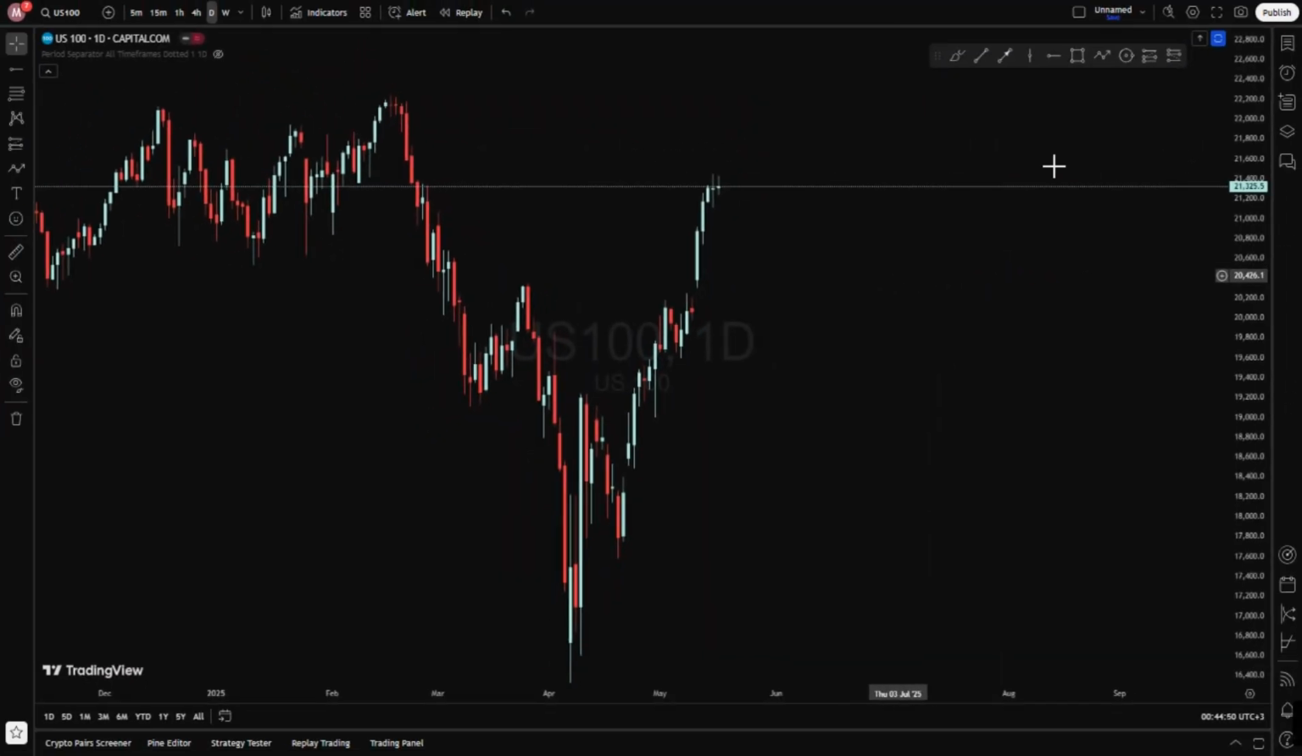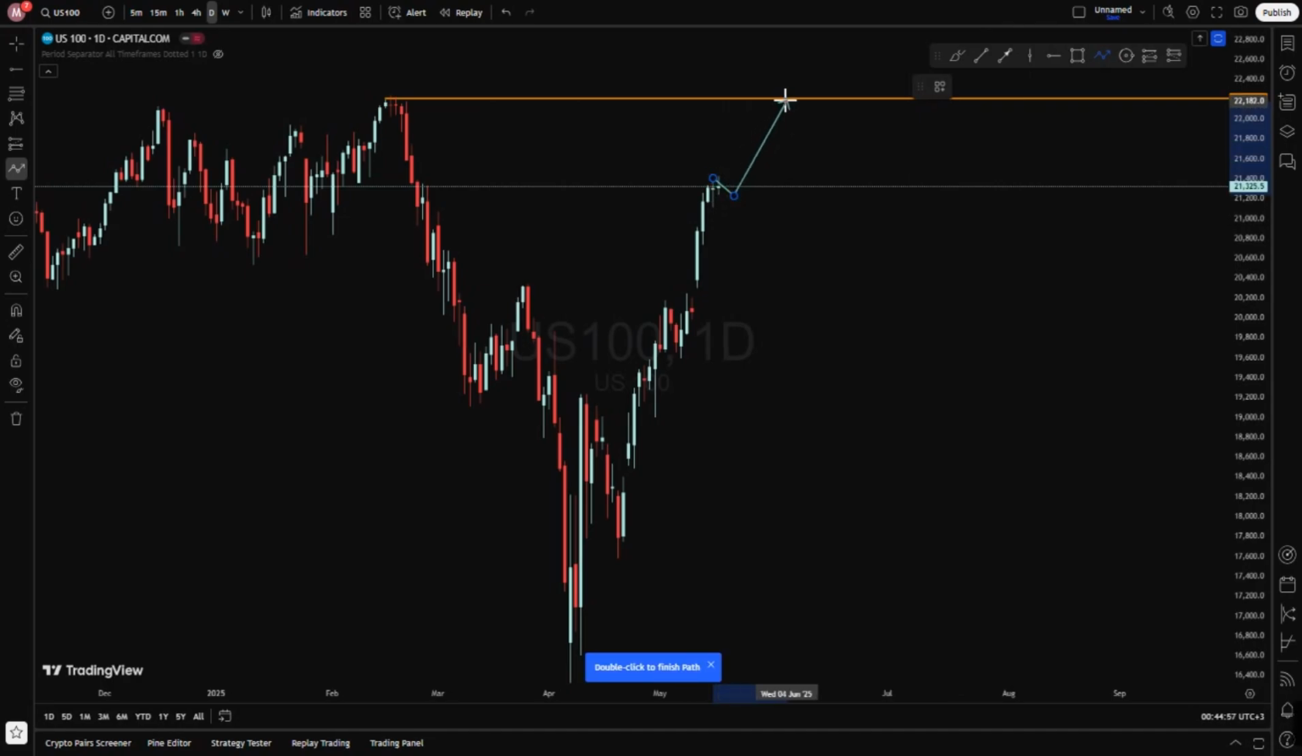All right, now let's take a look at Nasdaq. We'll start on the daily time frame. So right here, we've got this clear high sitting at the top of the range. And based on current price action, it looks like the market wants to push up and retest that level. If that happens, we'll have our third touch on this trend line or zone.